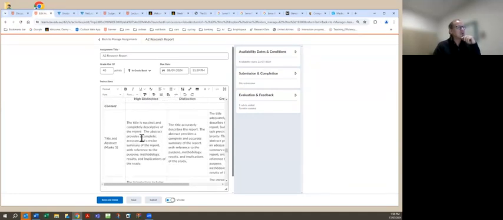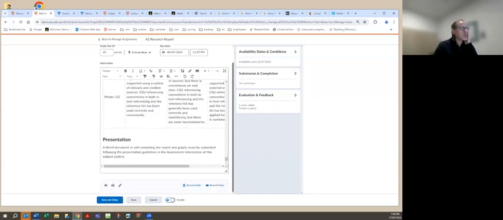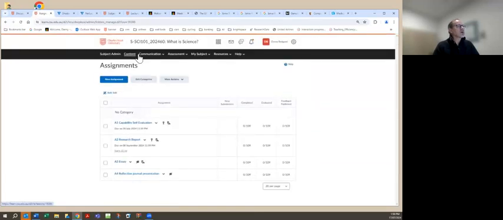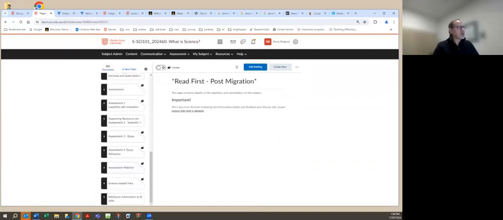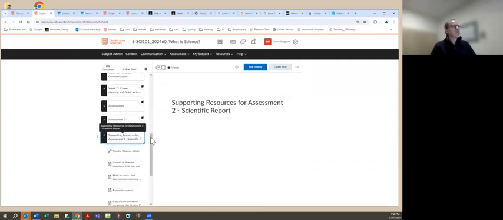The rationale and the rubrics, the rubric by which your report will be marked, and the form in which it should appear. I also want to show you, if we come back to content and we scroll down, these things you can't see, but here's supporting resources for assessment 2.